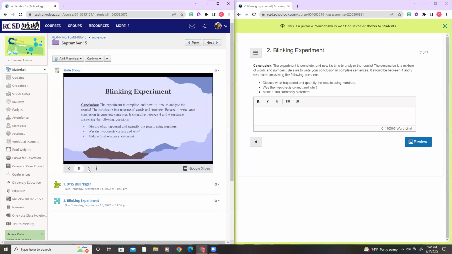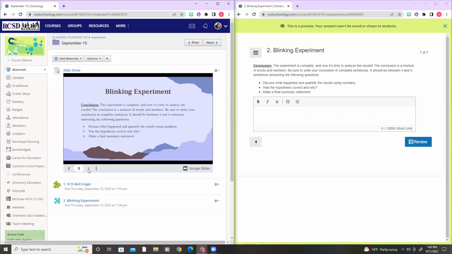Then we need to form our conclusion. Once your experiment is complete, it is now time to analyze our results. The conclusion is a mixture of words and numbers. Be sure to write your conclusion in complete sentences. It should be between 4 and 6 sentences answering the following questions.